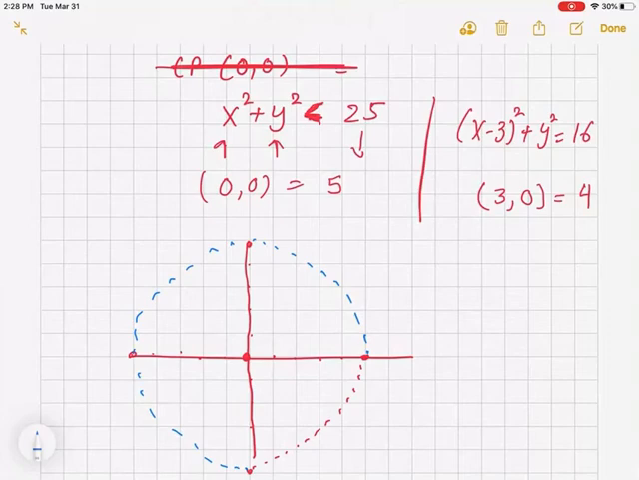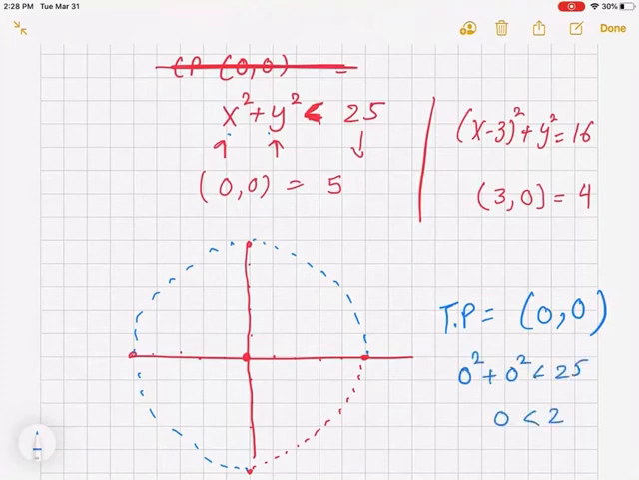Again, you can take a testing point. So the testing point, I would pick 0, 0. Let's plug it into the original. If I plug 0, 0 into the original, so 0 squared plus 0 squared has to be less than 25. So 0 is less than 25. Is that correct? Yes, it is right.